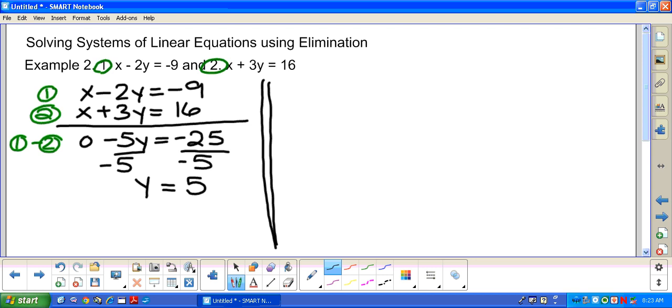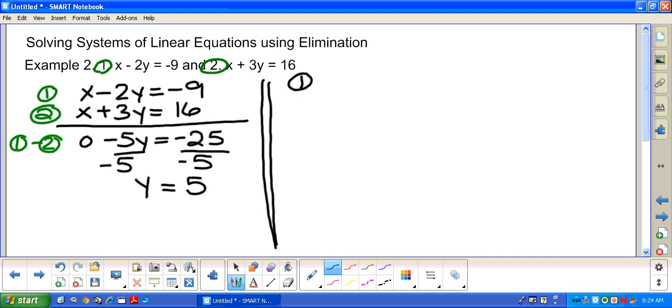Now take a minute here and realize that it doesn't actually matter if we found the value for x first or the value of y first. In the first example, we found the value of x first, and in this example, we found the value of y first. So it doesn't matter which you find first. Second step will always be the same.